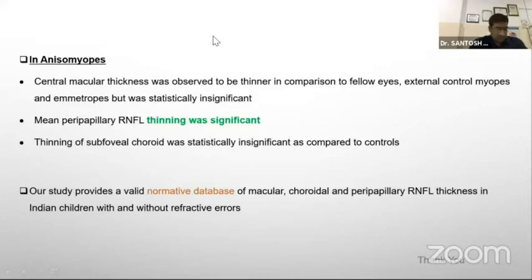Please unshare your screen so that we can discuss and ask questions. How do you measure the choroidal thickness in each case, and how do you ensure that it is a similar point on which you measure the choroidal thickness in different children?